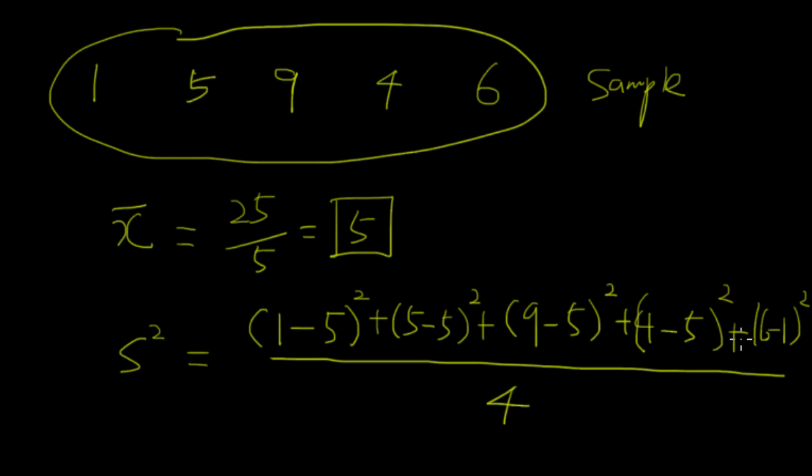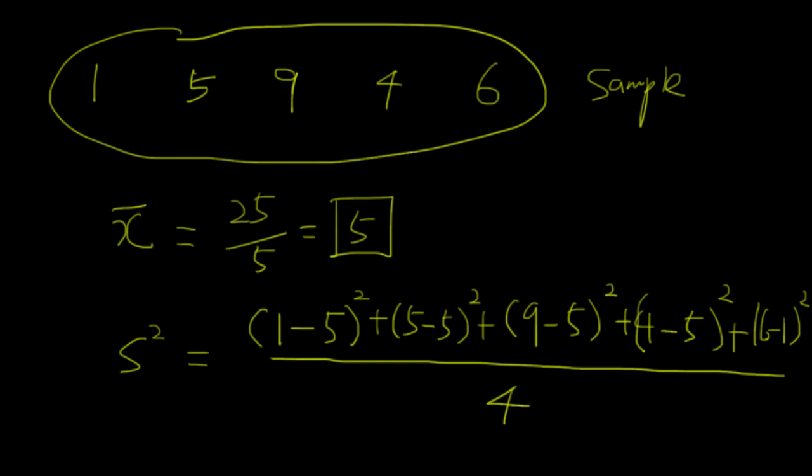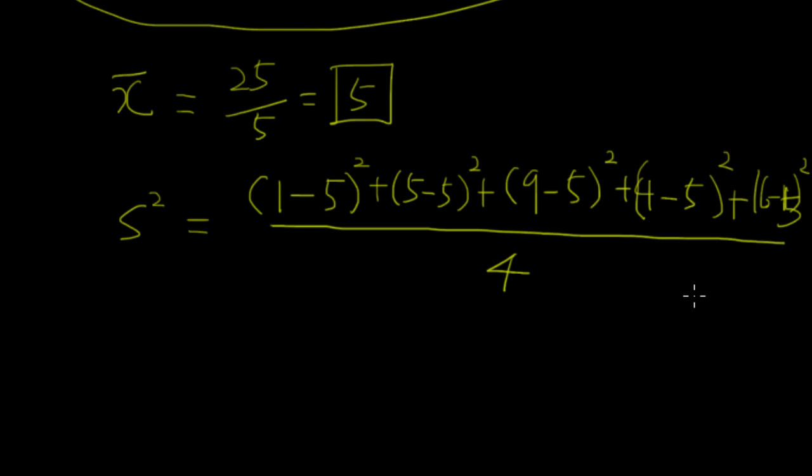If you have a calculator, I want you to calculate this with me. Let me open my calculator. That will be negative 4 squared, so 16. That will be 0. That will be 4 squared, so 16. Then plus 1, since 6 minus 5 should be 1. I made a mistake earlier. Enter, divided by 4. The answer that I got is 8.5.